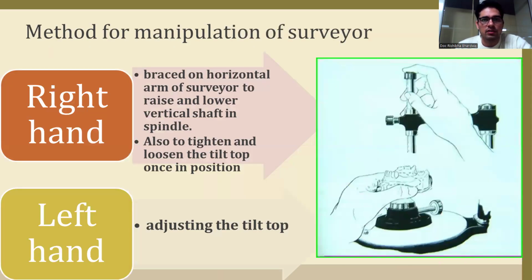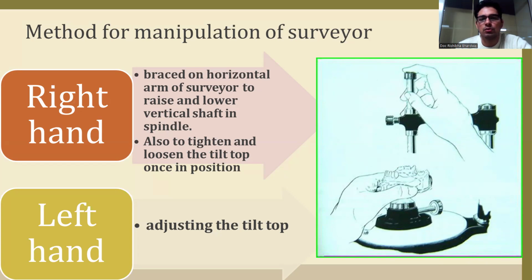Method for manipulation of the surveying arm: if you are a right-handed person, we need to hold the cast or the cast holder with the left hand, and the vertical arm is held with the help of the right hand. The right hand is braced on the horizontal arm of the surveyor to raise and lower the vertical shaft in the spindle, and also to tighten and loosen the tilt once its position is placed.